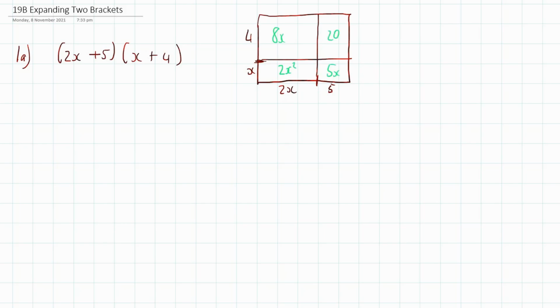Now we gather all of our like terms there. We've got a 2x squared term. We've got 8x and 5x, which add to 13x, and we've got that 20. So when we expand the brackets, we'd expect to get 2x squared plus 13x plus 20. Now that's a long way, and you can do the same thing with 1b, which I won't do for you. Now let's move on to the method of FOIL.